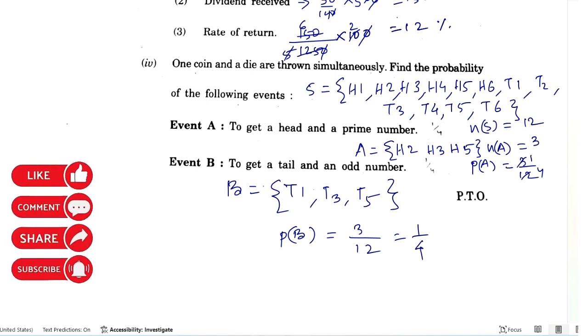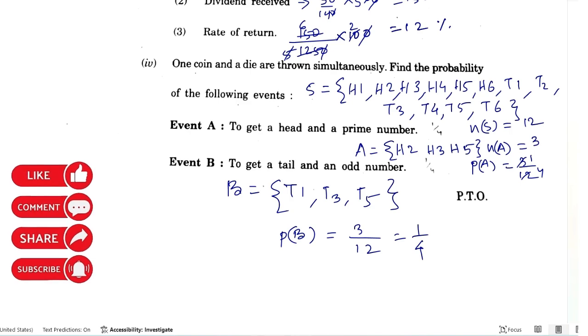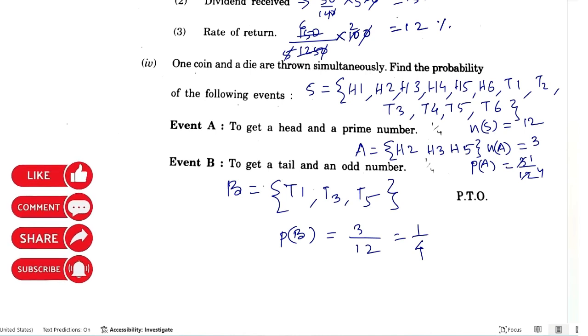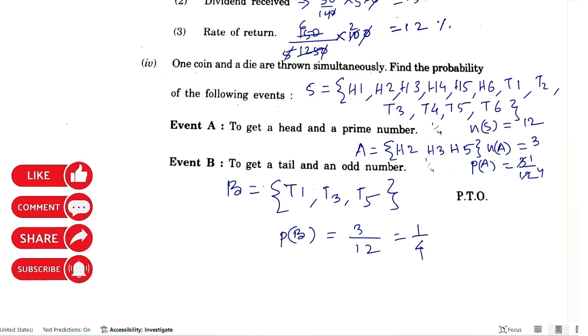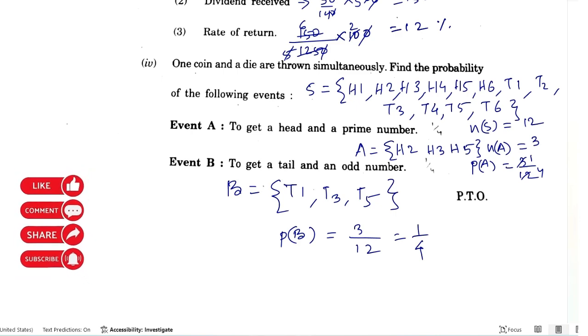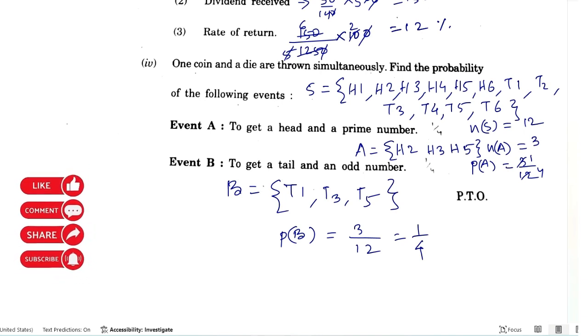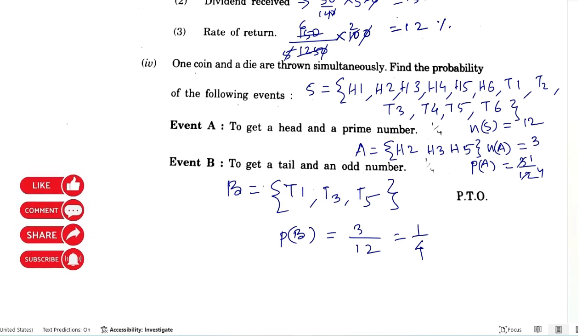Now event A means head and a prime number. So prime numbers are just 2, 3, 5. So A will have 3 elements, so n(A) is equal to 3. So P(A) will be 3 by 12, which is 1 by 4. Similarly, B will be T1, T3, T5, because 1, 3, 5 are the odd numbers. So here again, the probability will work out to be the same, which is 1 by 4.